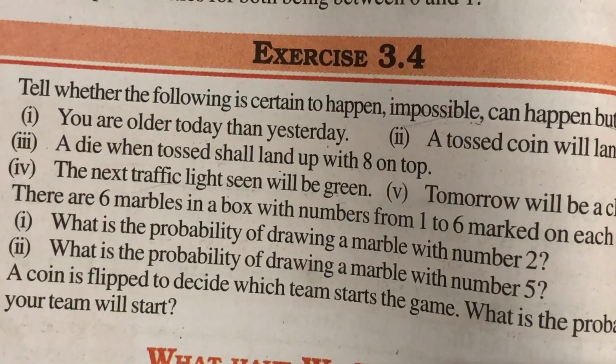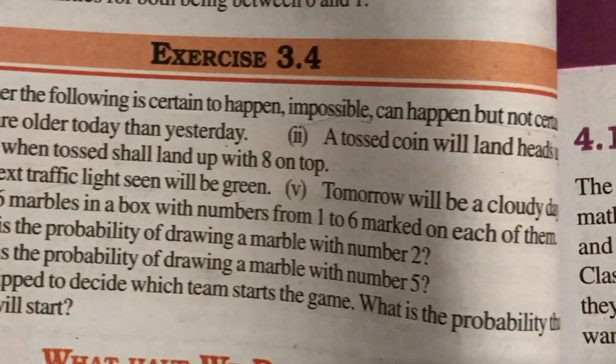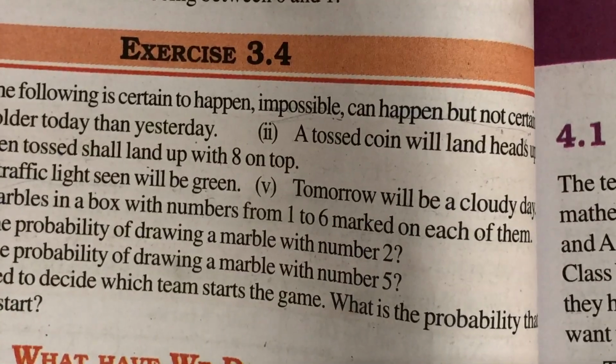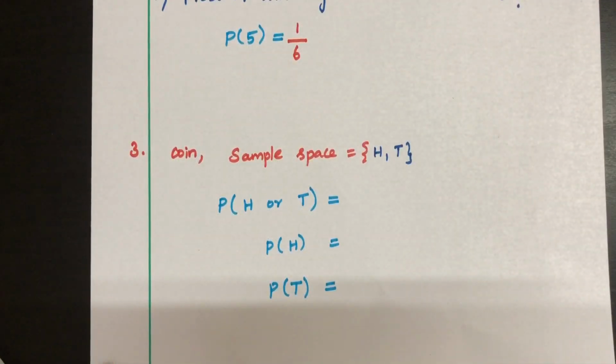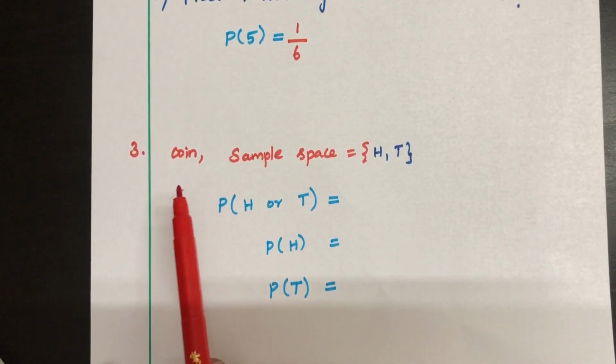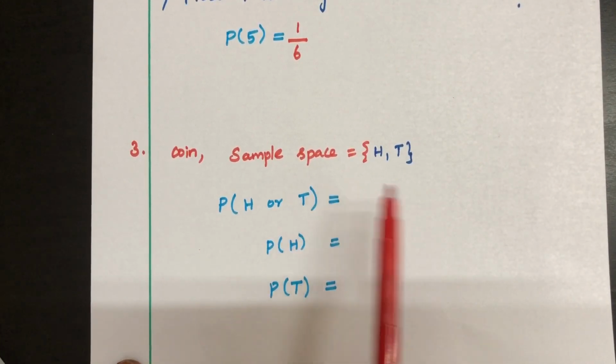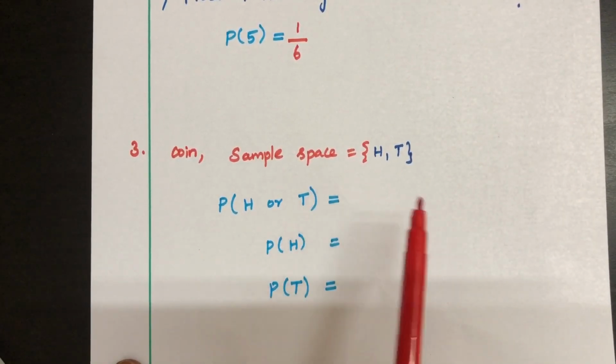Third question, a coin is flipped to decide which team starts the game. What is the probability that your team will start? So the third question is about probability using coins, right? Now in a coin, what things are there? Head and tail. One side head, another side is tail.